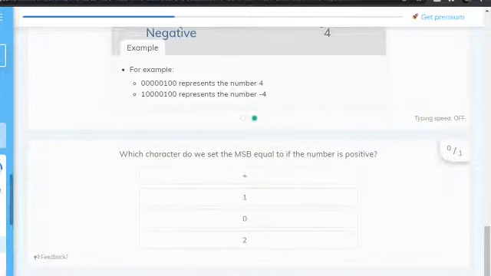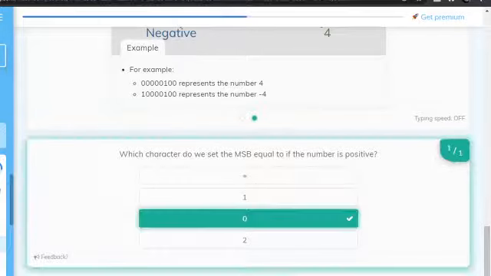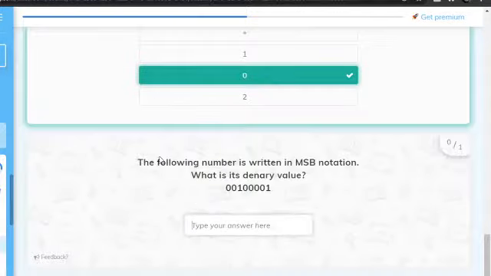What character do we set the MSB equal to if the number is positive? If the number is positive, we set it to 0. The following number is written in binary notation. What is its denary value? So this is a 1, that's a 2, 4, 8, 16, 32. 32 plus 1 is 33. Quick maths.